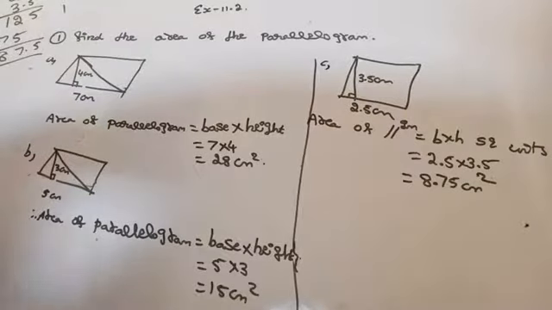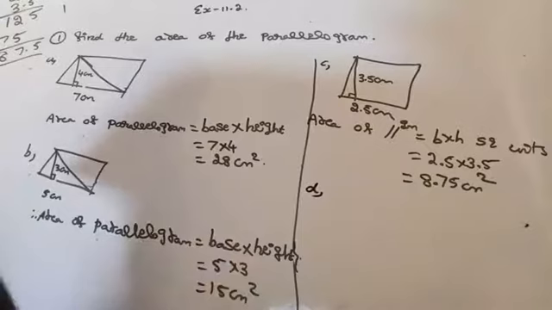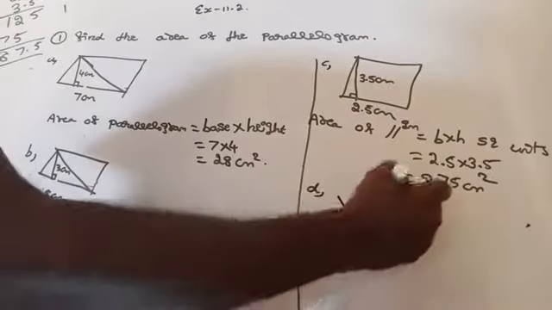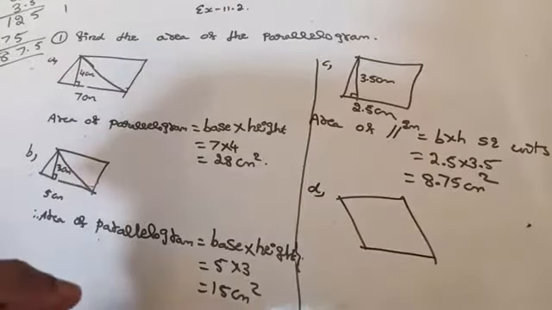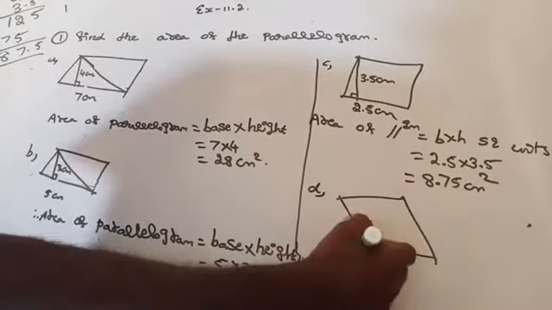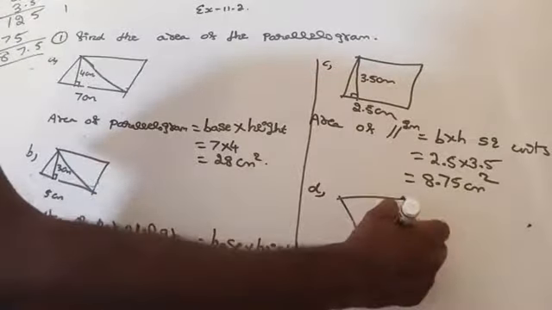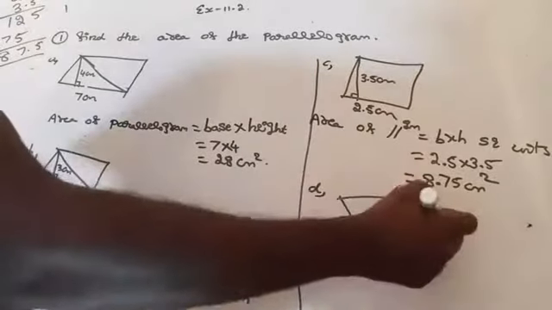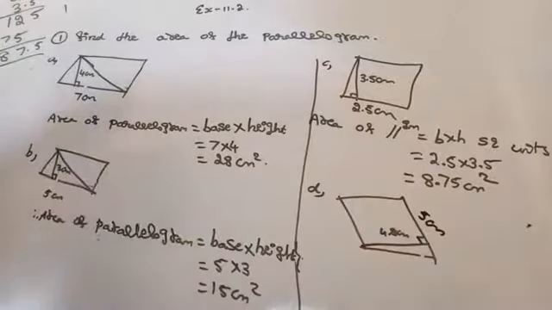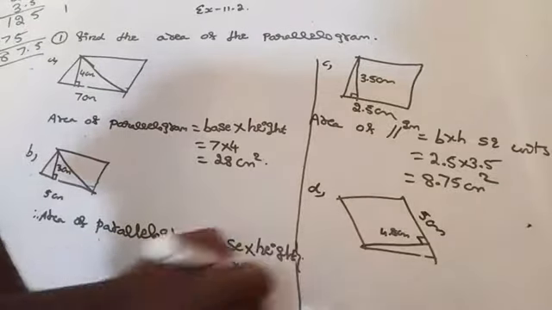It's a parallelogram. It's given. Here it is given that 4.8 centimeter, yes, it is 4.8 centimeter. That is the height given. And then base is 5 centimeter here. You have to find the area of a parallelogram. So area of parallelogram equal to base into height.